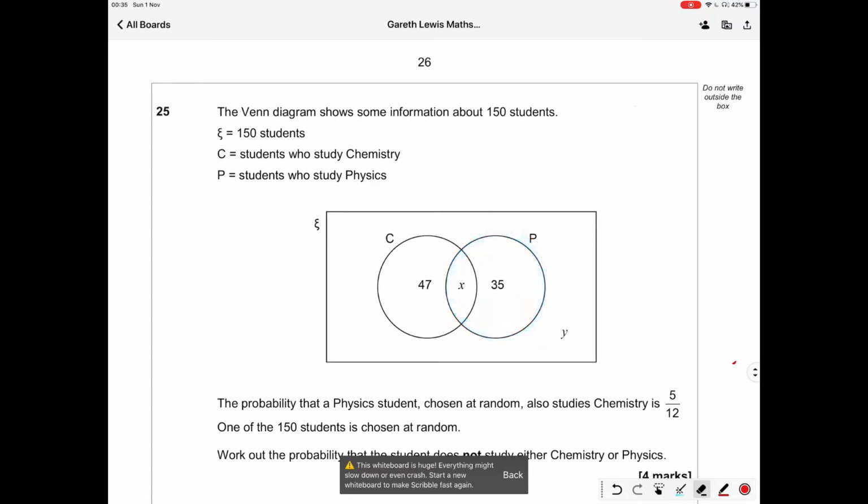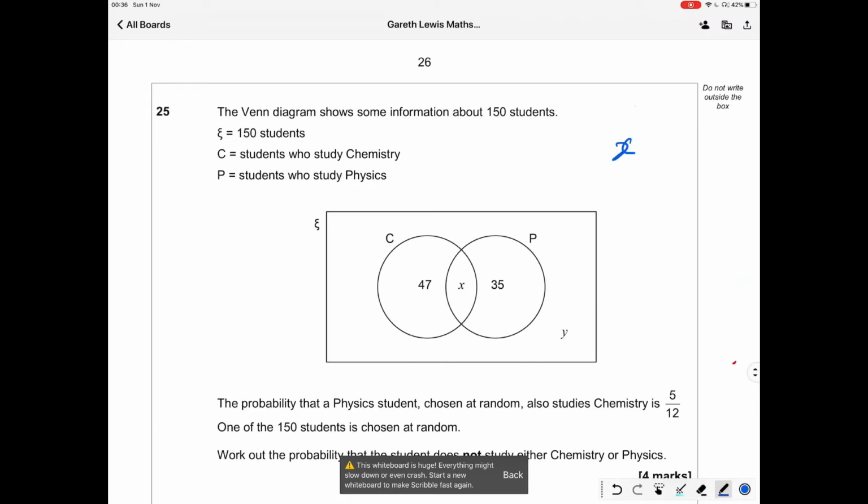The number of people in that group is unknown though. It's X plus 35, whatever that is. So we know they're part of the X plus 35 students, and we want the probability that if they're part of that large group X plus 35, what are the chances that they are in the X part, where those people also study chemistry. So you've got X chances out of X plus 35 people.